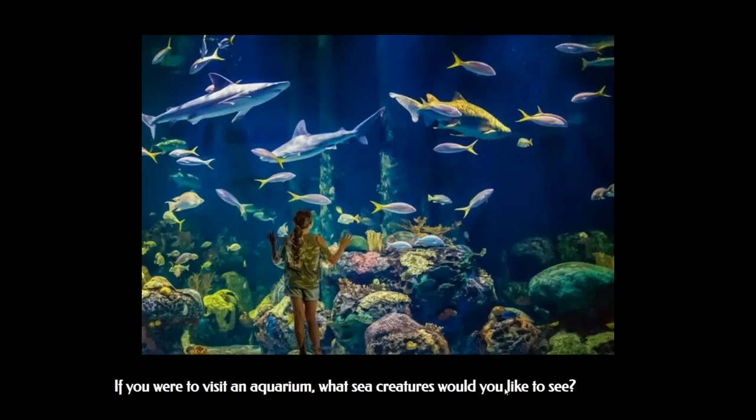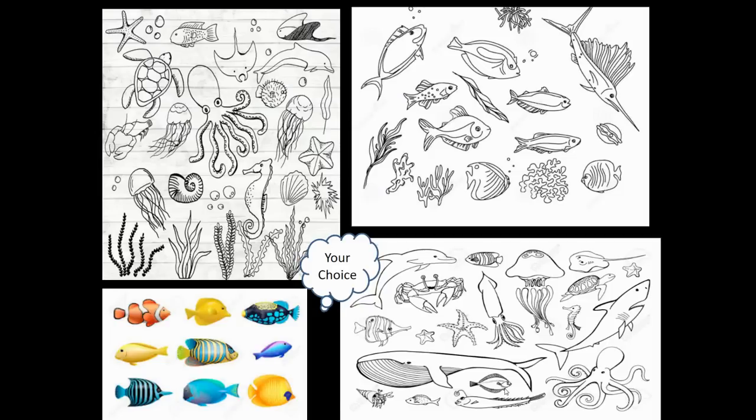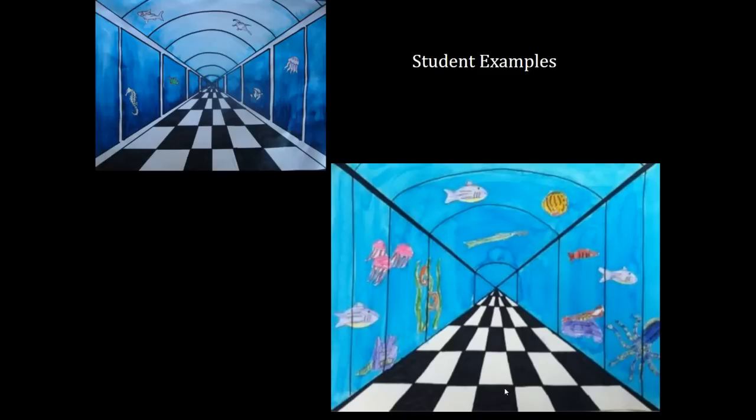If you were to visit an aquarium, what sea creatures would you like to see? So today we're going to draw an aquarium together in one-point perspective, and when we're finished, you're going to be able to add any sea creature that you would like. Here's some examples for idea starters. And here's an example of what your art might look like when you're finished.